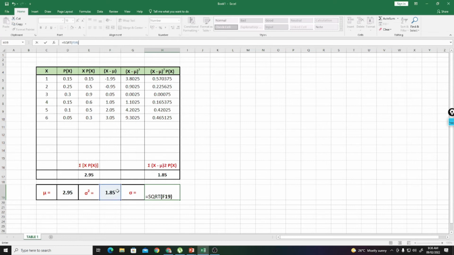Then close parenthesis. Okay, so that will be 1.36. So, yan ay square root ni 1.85. So, that will be all. So, gagawin nyo itong solution nyo manually, just like what I did. Kayo ang gagawa ng formula at kayo mag-explain ng sagot niya.